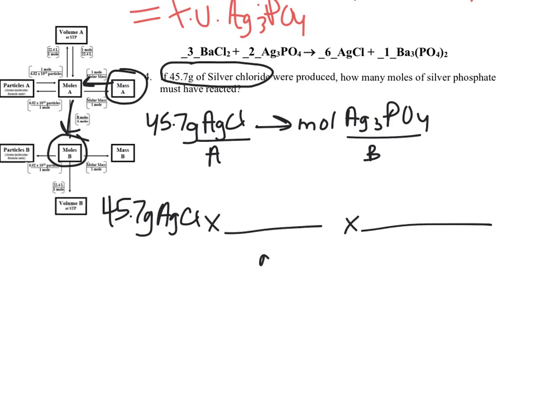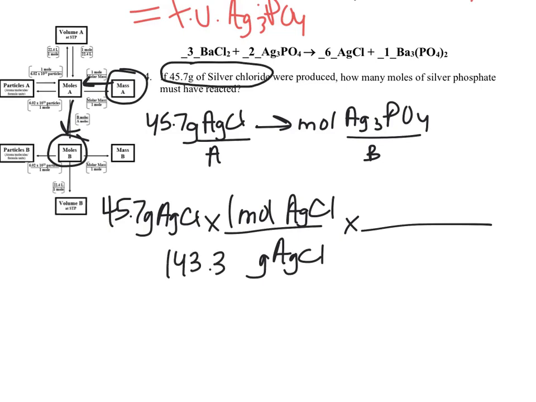Perfect. To get rid of mass and go to mole island, I need to divide by the molar mass and multiply by 1 mole of it up on top. All right. If I add up silver plus chlorine off the periodic table, I end up getting a mass of about 143.32 grams. Great. Now that I went from mass of A to moles of A, I need to go from moles of A to moles of B.